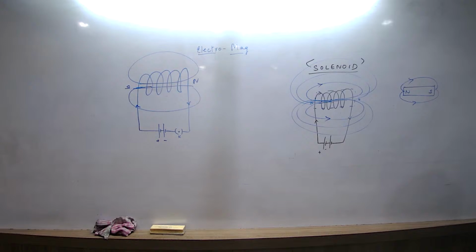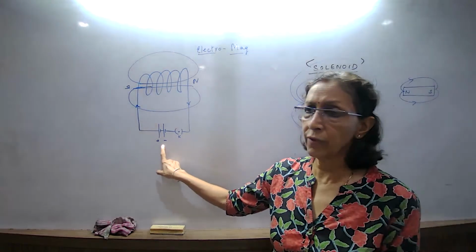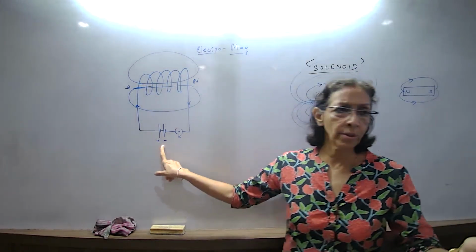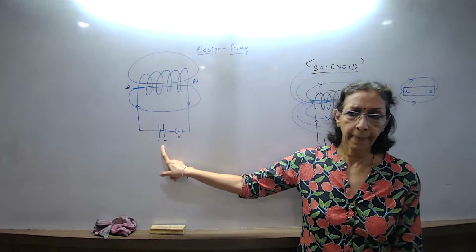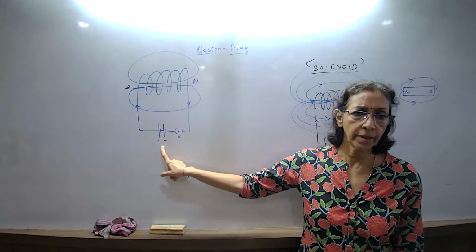Once again, I have not shown the rheostat, etc. That is to increase or decrease the current. You can either increase the number of cells, or if you have a rheostat, you can also increase the current. Okay? Done?